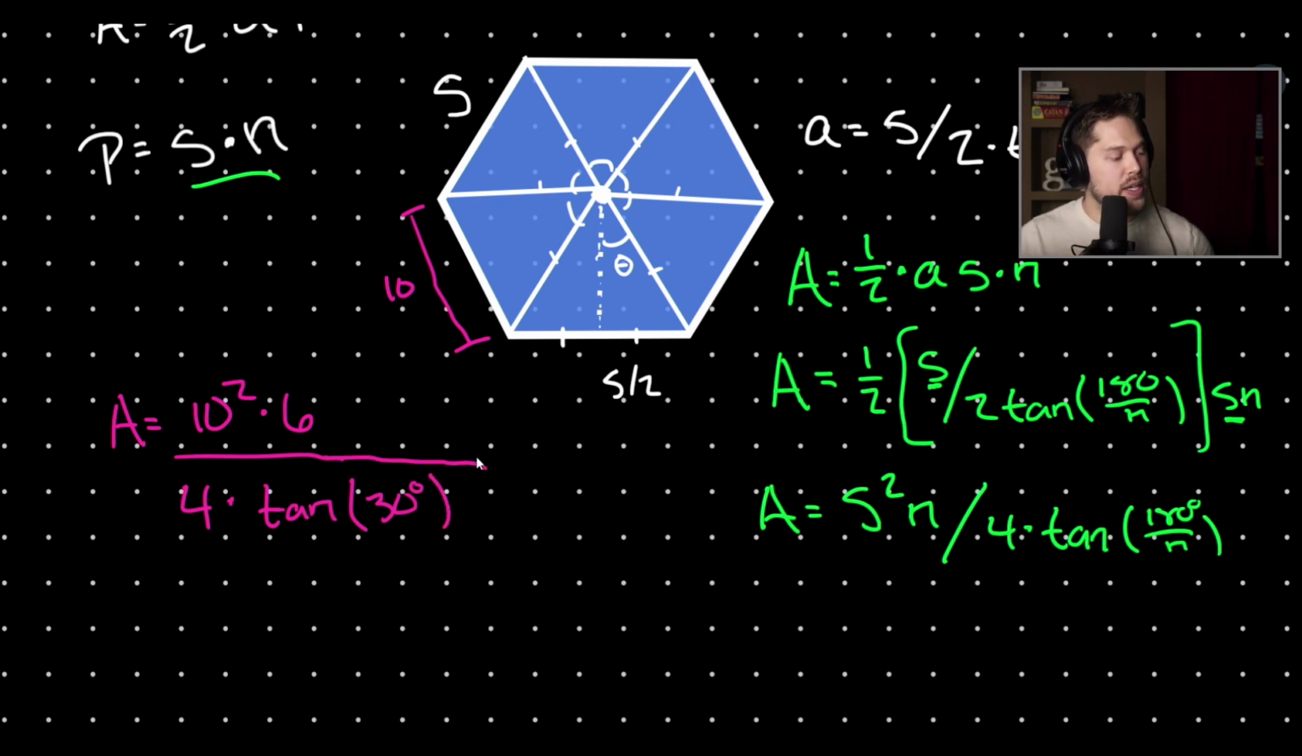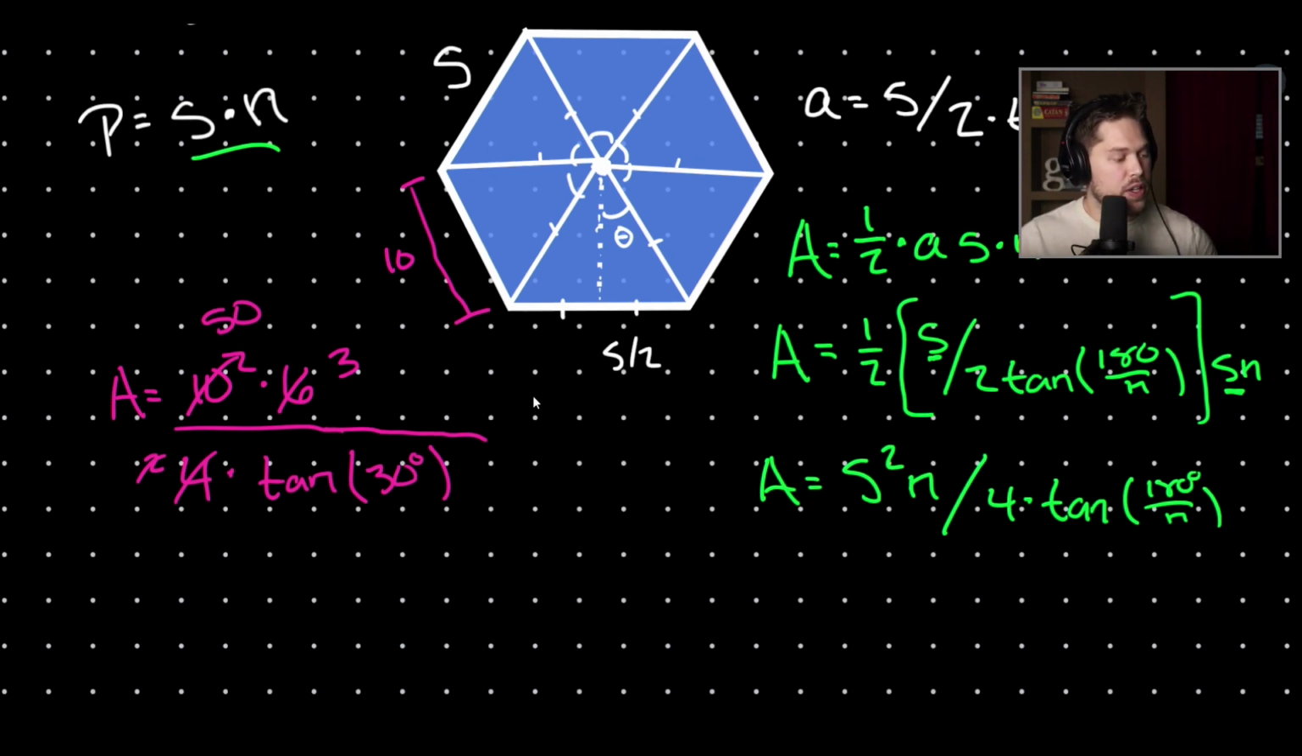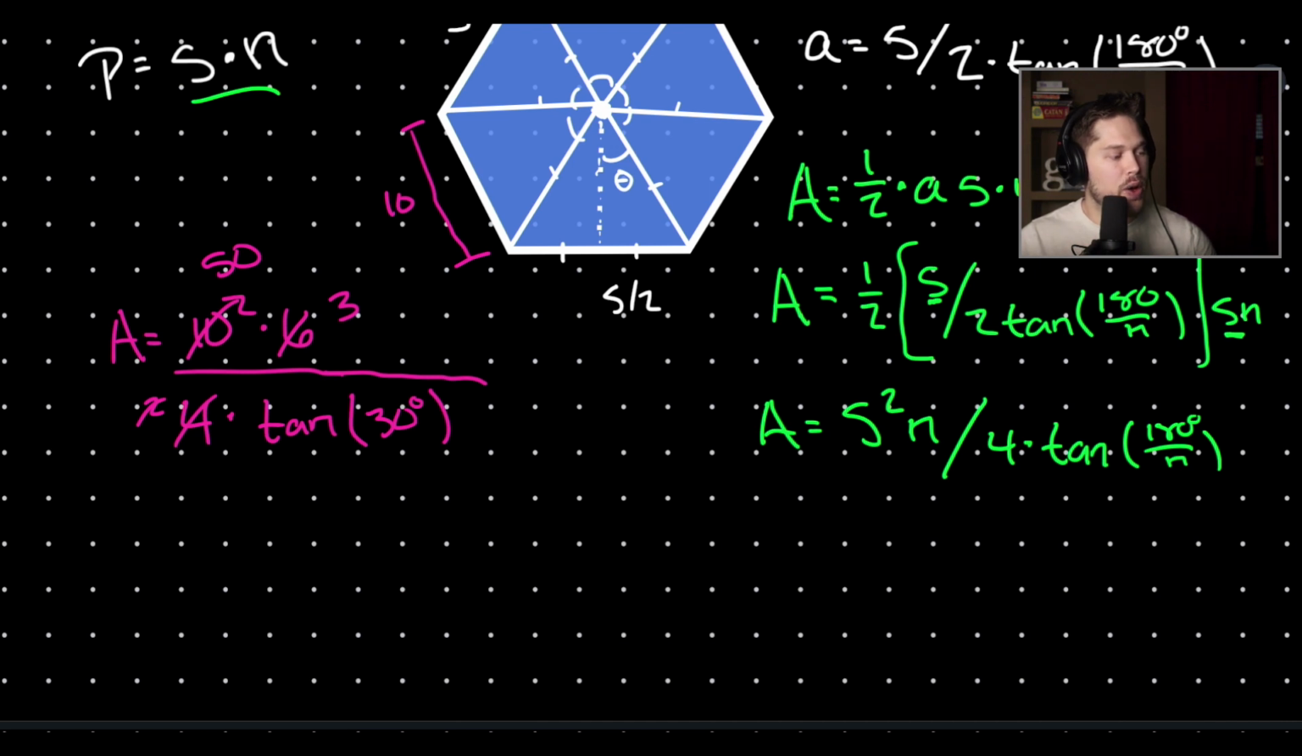And so what is this value? Well, 100 times 6. Well, let's simplify first. We can cancel the 6 and part of the 4 to give us 3 and 2. And then 10 squared is 100. That cancels with the 2 to just be 50. So we have 50 in the numerator and then tangent of 30 degrees in the denominator. I don't know tangent of 30 degrees off the top of my head, but I do know how to figure it out. So how do you figure this out?